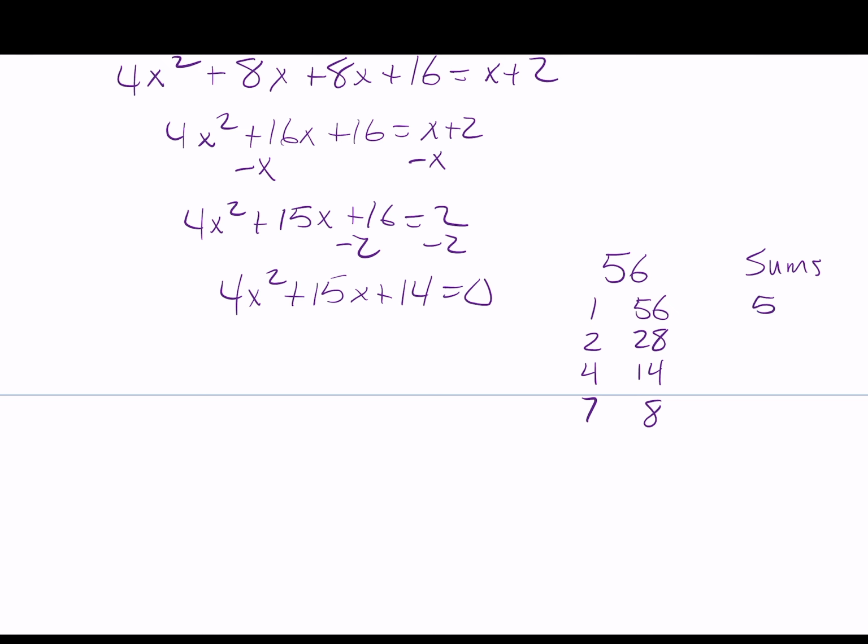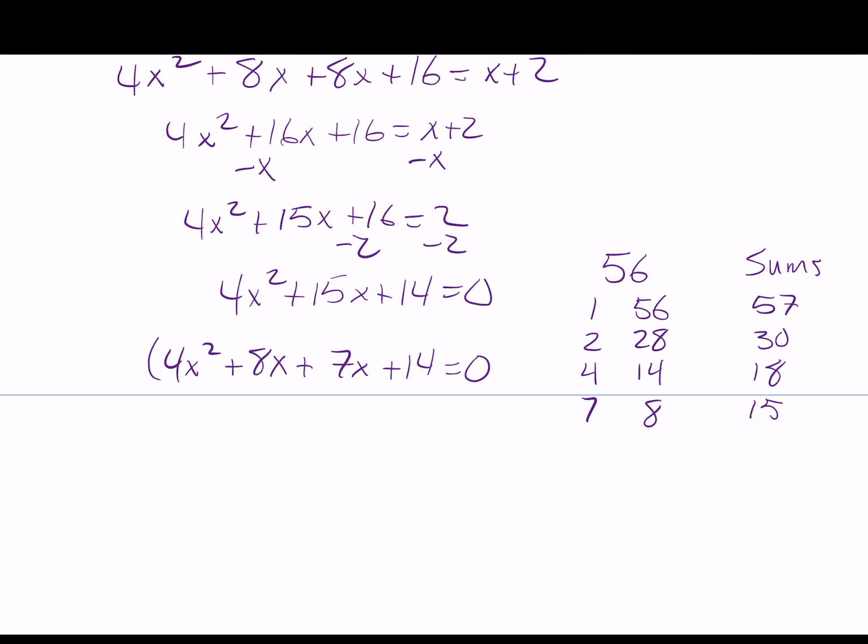So let's do the sums. 1 and 56 adds to 57. 2 and 28 is 30. 4 and 14 is 18. And 7 and 8 is 15. And we wanted 15. So what we can do is we can ungroup the 15x and get 4x squared plus 8x plus 7x plus 14 is equal to 0.